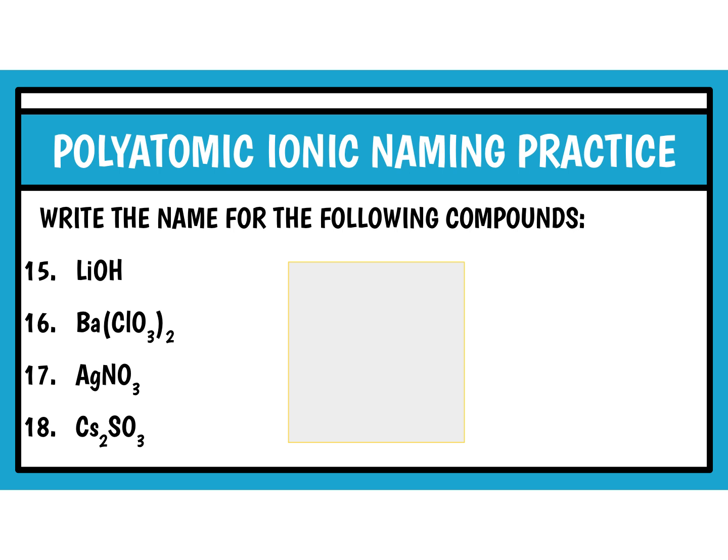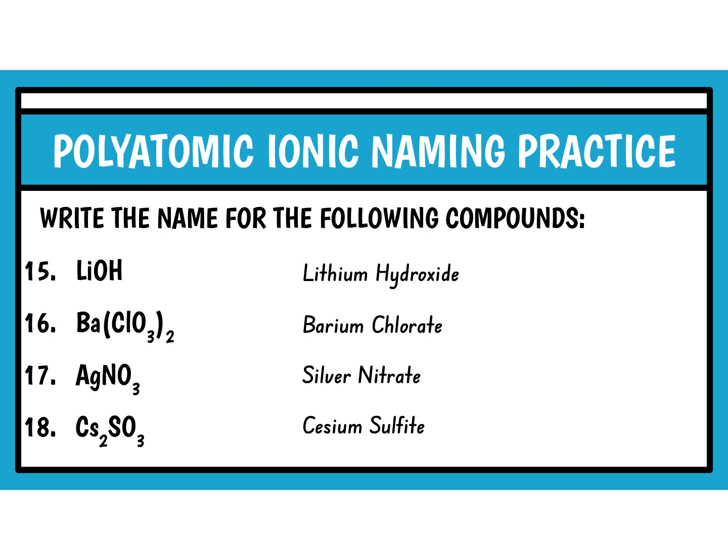Okay, so let's go ahead and see what the answers are here. For this first one, we're going to have lithium and then the OH we saw before, so lithium hydroxide. Here, Ba is barium, so remember we don't change that first name. And then do you see how this one's ClO3? So this is chlorate, so just match that up on your periodic table. So barium chlorate. Here we've got Ag, that's silver. And then the NO3 is our nitrate, so we're just going to say silver nitrate.